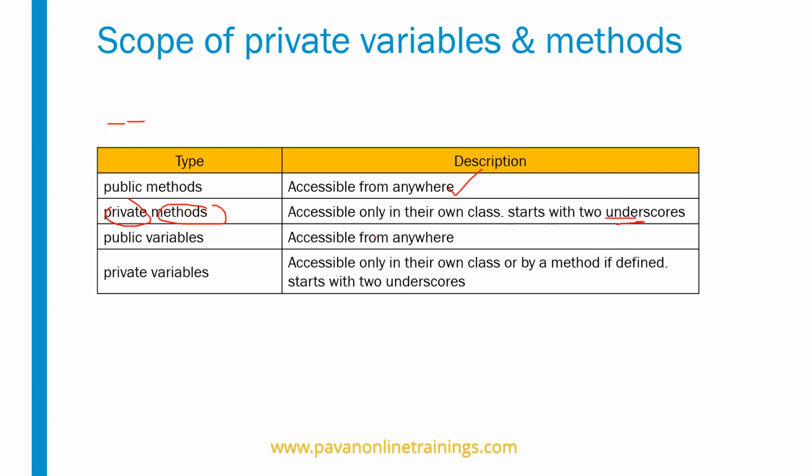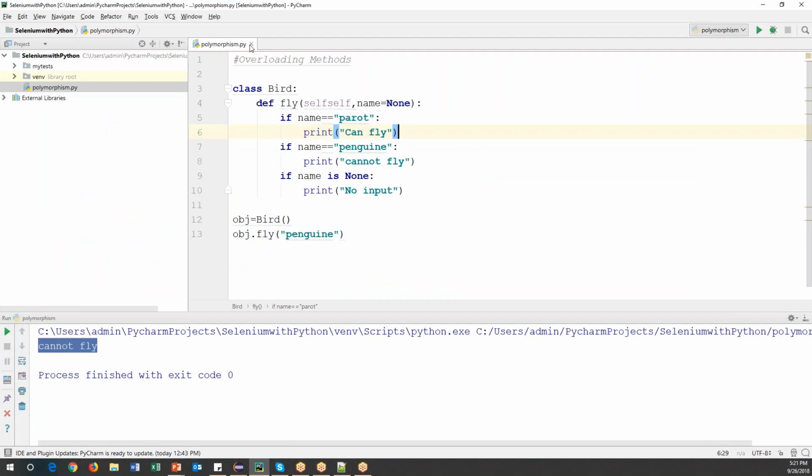Similarly, public variables can be accessed from anywhere. That means for public we don't have any issue, we can access them from anywhere. Only the private variables and private methods can be accessed only within the class. Now let us see how we can do this practically. Let me open my Python.